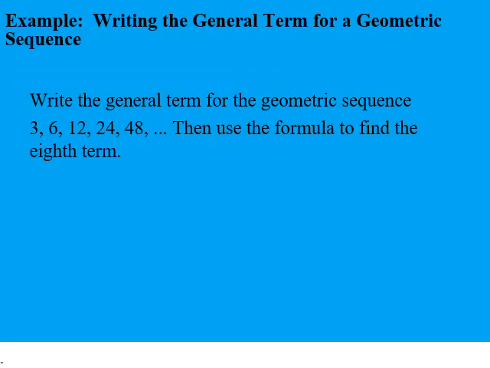Write the general term for the geometric sequence 3, 6, 12, 24, and 48. Then use the formula to find the 8th term. The general term is an equal to a1 r to the power of n minus 1 for the geometric sequence. So we can define a1 as 3, and to find the common ratio, all you have to do is divide the second term by the first. So 6 divided by 3 is equal to 2. So r, the common ratio, is equal to 2.